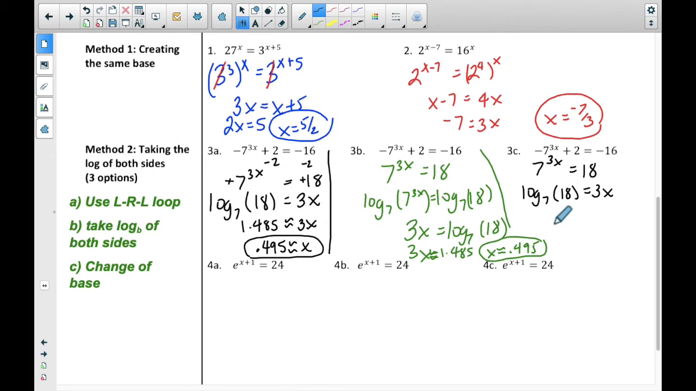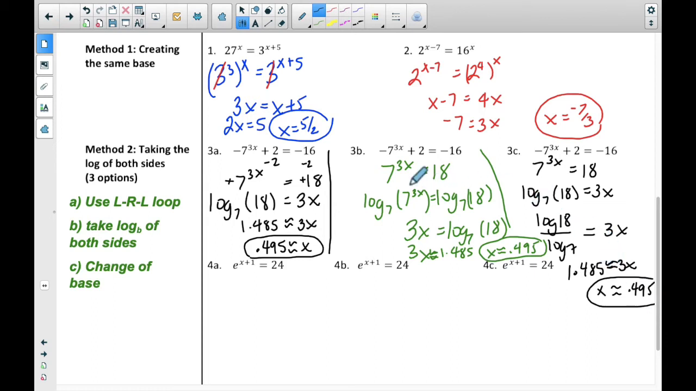But now what I'm going to do on the left-hand side is I'm going to make this the log of 18 over the log of 7 and say that that is 3x. And then again, I'm going to go to my calculator, I'm going to get these decimals. The decimal values are going to be the same, and I'll get the same answer. And so again, I get the 1.485, I divide by 3, and I get 0.495.